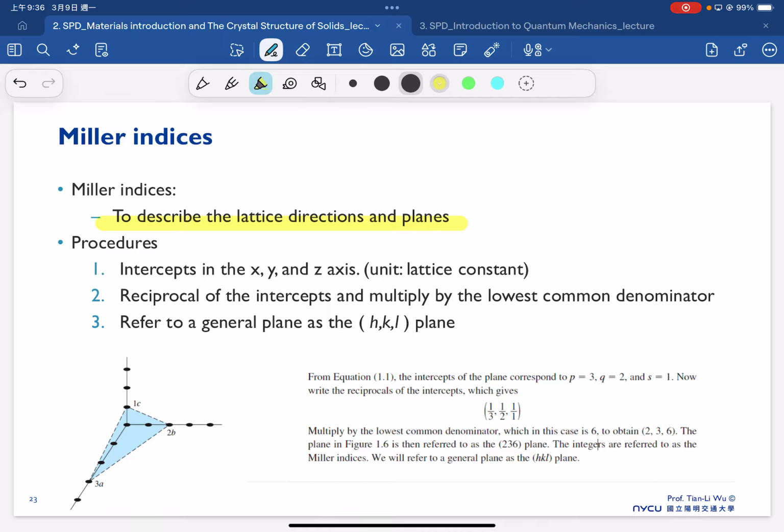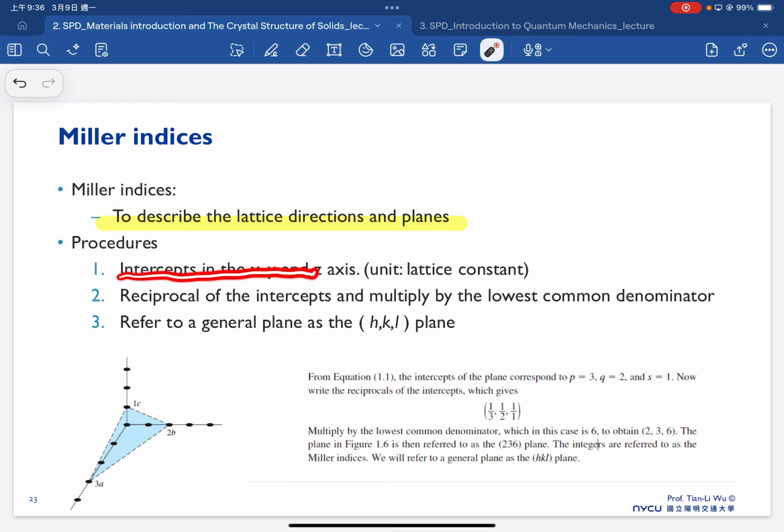Like I said on the last slide, we were curious about how to find a way to indicate particular directions or particular planes in a certain crystal structure. Therefore early researchers proposed this Miller index. The procedure to calculate the Miller index is also very simple. The first step is to consider the intercepts on the x, y, and z axes.